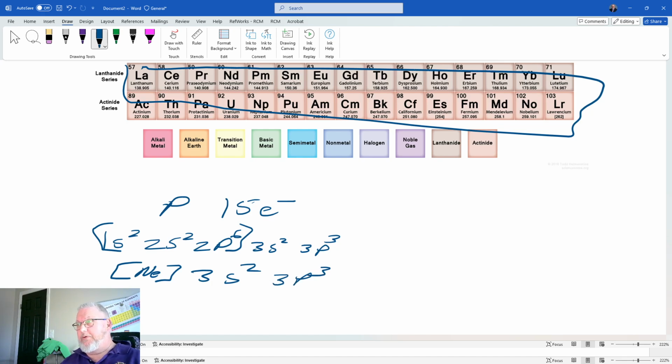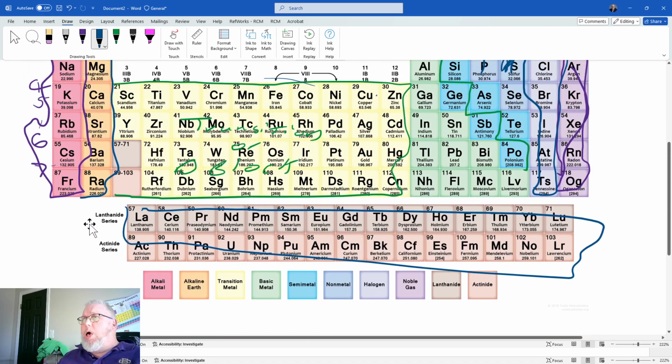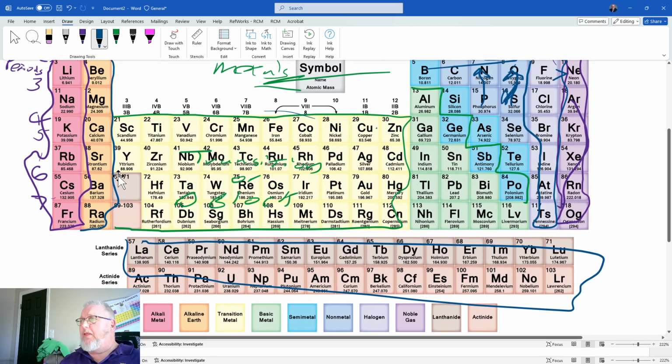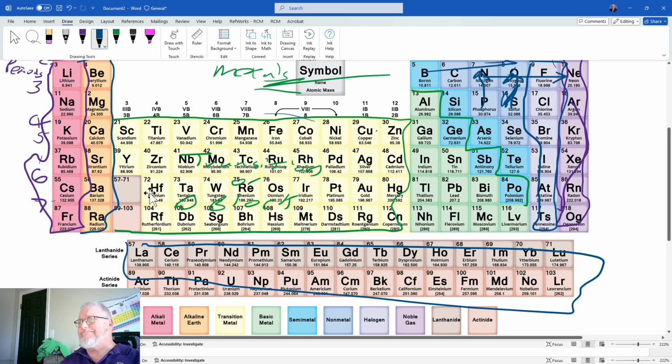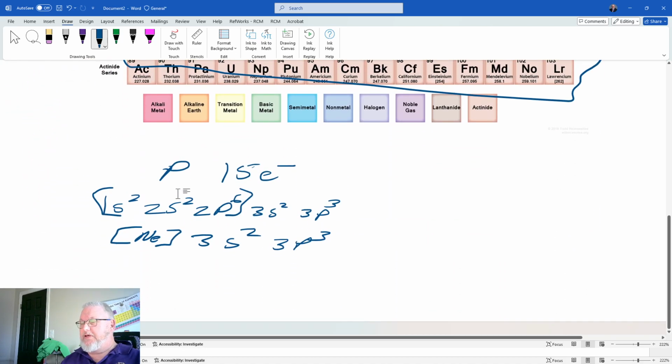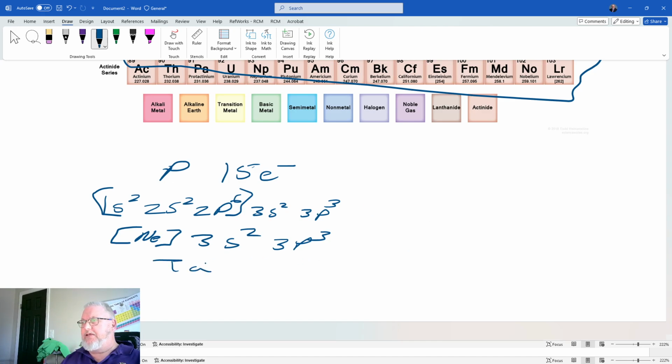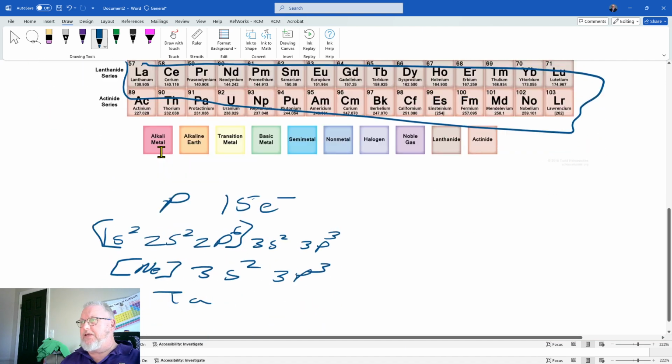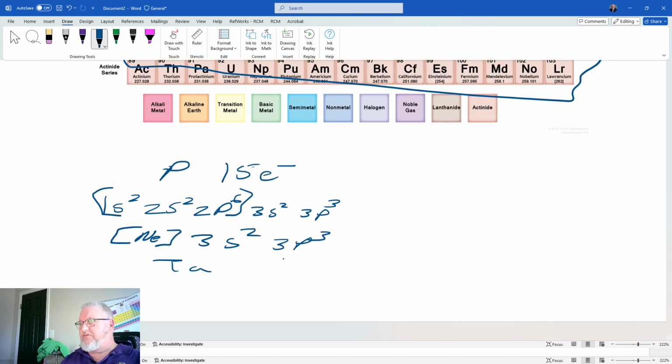Let's do one of the bigger ones real quick. Let's do, I don't know, tantalum. Yeah, I want to get an f in there. If I was to write tantalum, that's 73. Ooh, that's going to be tough. I think that's Ta. Double check. Ta, tantalum. It's got 73 electrons.